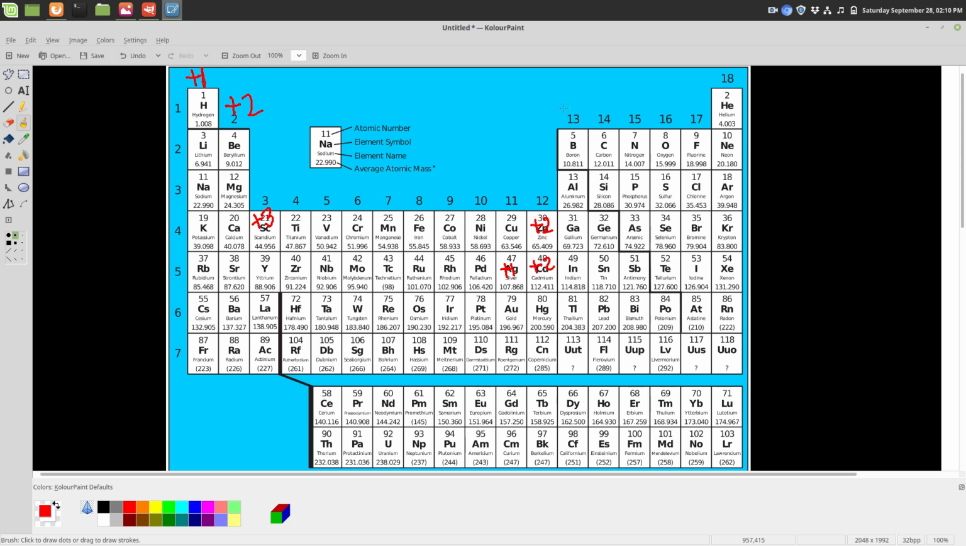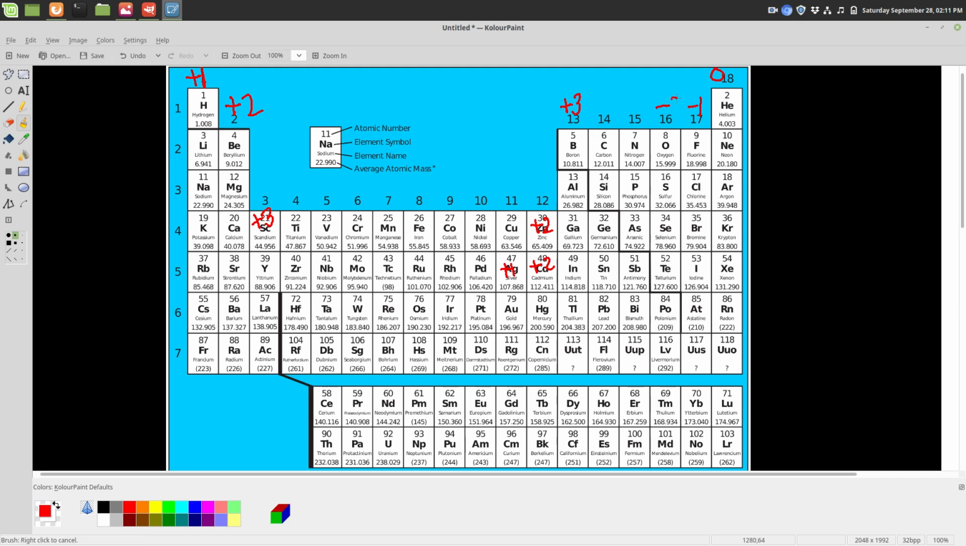For the most part, in column 13, most things in it will be a positive 3. Now, I'm going to skip column 14, and go all the way to column 18. Column 18 does not have a charge. It has a 0 charge. Column 17, most things in it are -1.